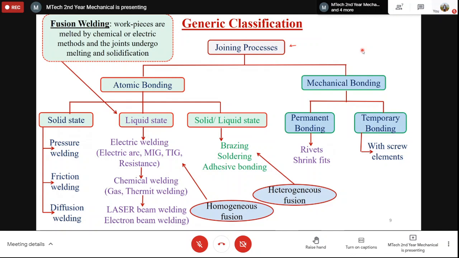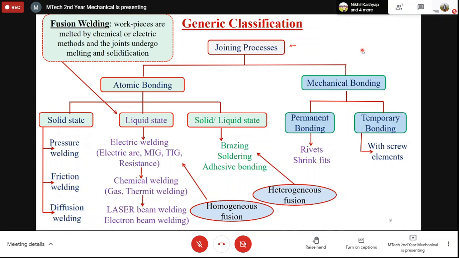So these types of bondings are there in mechanical bonding. These are at the mechanical level. We are not changing the microstructures. We are not fusing them at the atomic level. Fine. Now, in atomic bonding, you can have different types of bonding. Solid state joining is there, liquid state joining is there, or a mixed solid-liquid type of joining is there. So in atomic bonding, we have a change at the microstructure level.